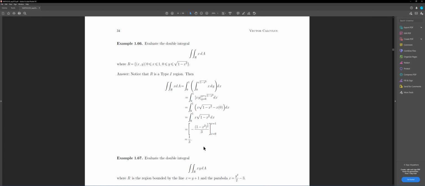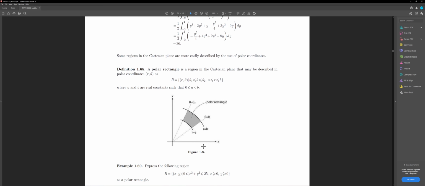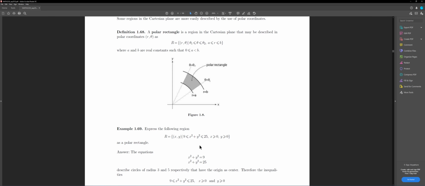Now what we want to look at is double integrals where your region of integration is going to be something called a polar rectangle. So your region here would be expressed in terms of polar coordinates, r and theta. So what I'll do is a quick review of polar coordinates.